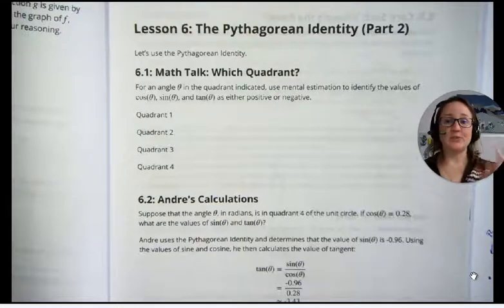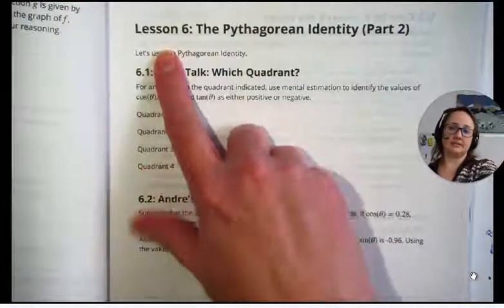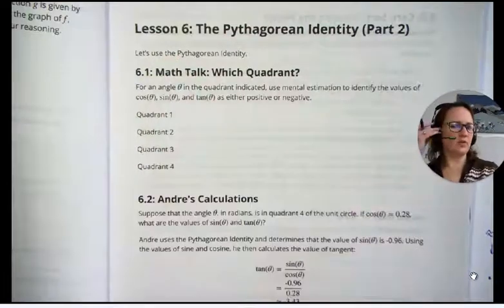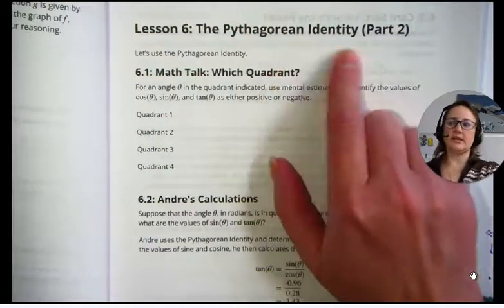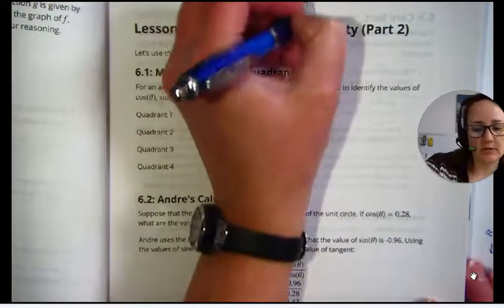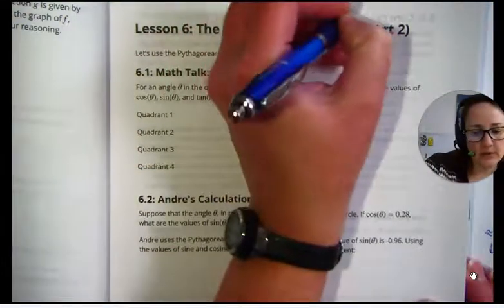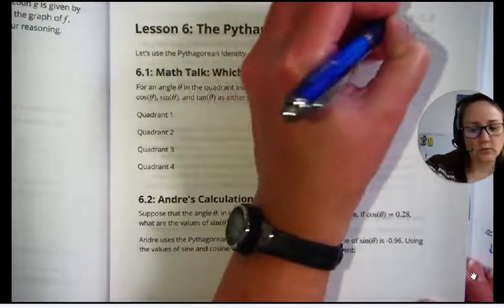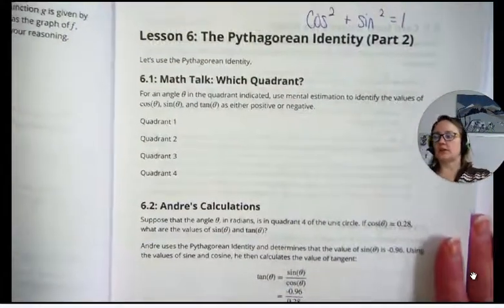Hi friends, one last quick part. We're going to do a little bit of lesson 6 here in Unit 5. We're not going to do the whole thing. It's taking that Pythagorean identity and extending it to some more information. So maybe you just want to remind yourself that we're talking cosine squared plus sine squared equals 1. That's our Pythagorean identity.